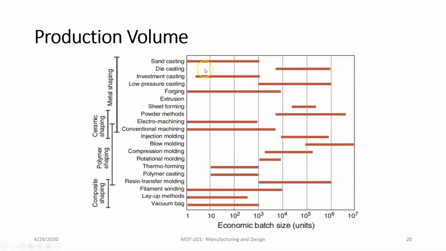The smaller volumes, the onesies and twosies, the small batch: sand casting, forging, EDM, and even conventional machining. It's really not set up for the super large scale manufacturing operations, mainly because of the tooling and the setup that's necessary for this, unless you're making parts that are extremely simple and easy to machine.